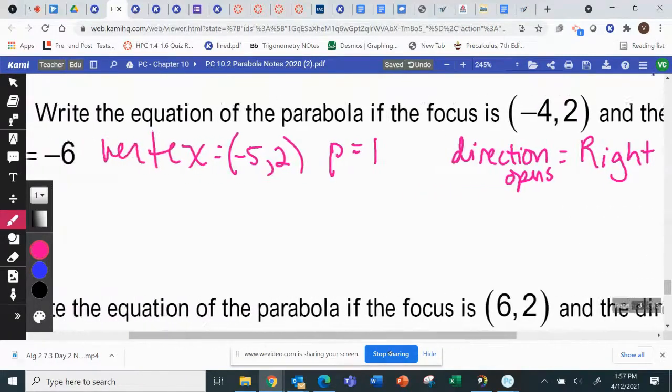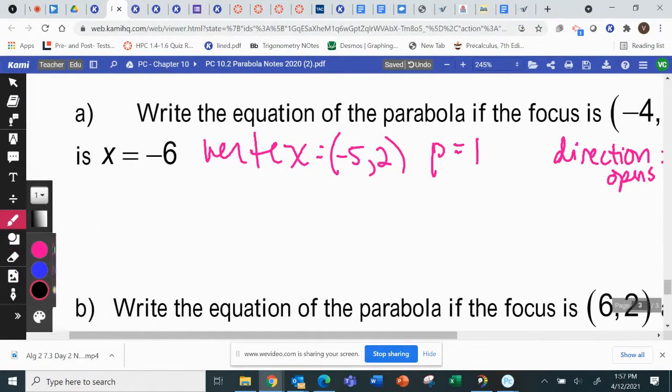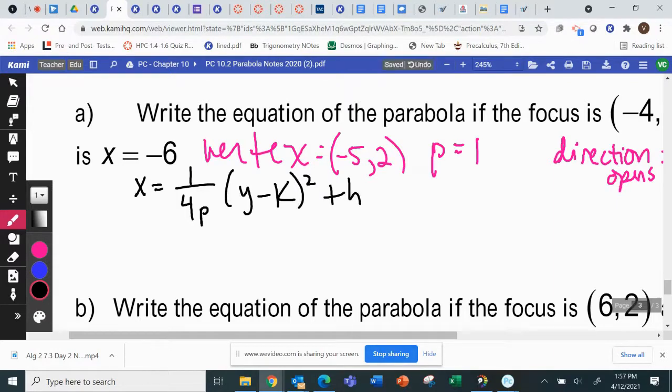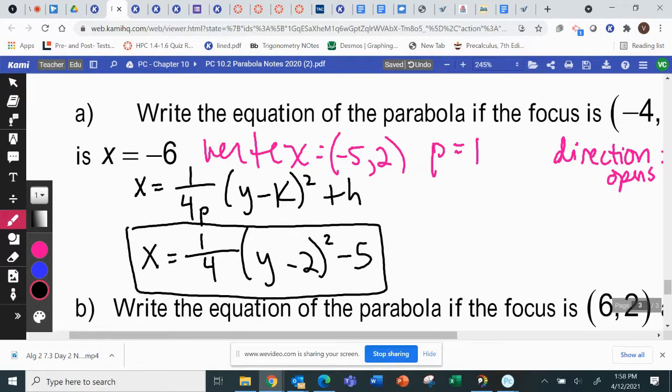Now, knowing our equations, that's going to happen from you practicing. So the equation for this one is x equals 1 over 4p times y minus k squared plus h. But I've practiced it, so I have it memorized. And then I'm going to put in x equals 1 over 4 times 1, so 1/4, times y minus the y part of the vertex, which is 2, squared, plus h, which is -5. So that would be the equation.